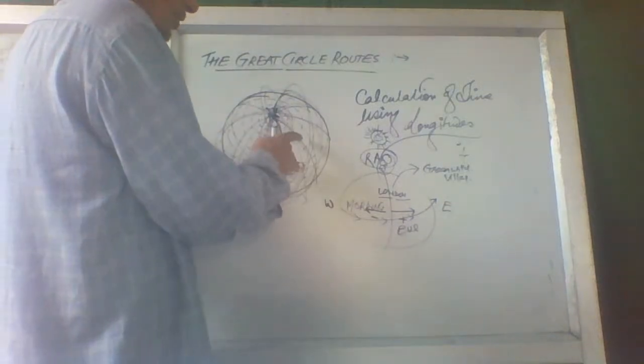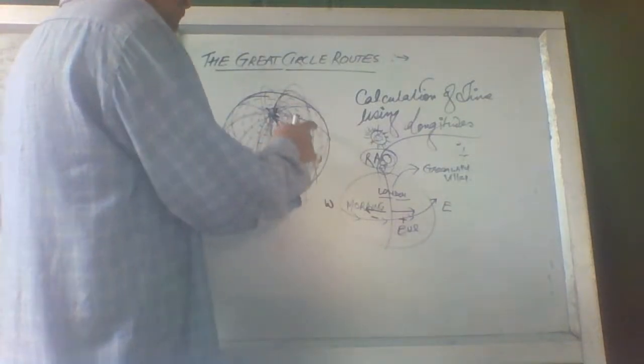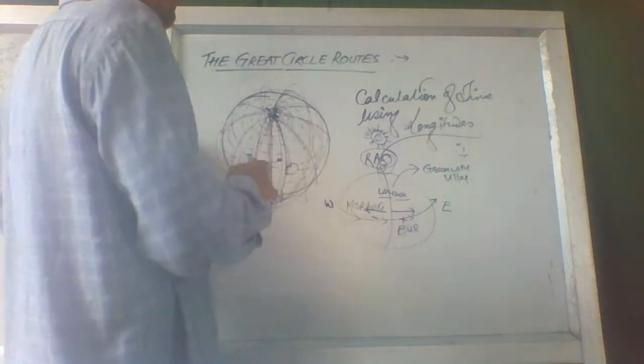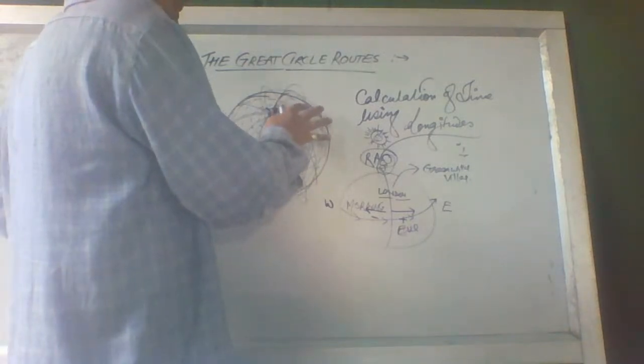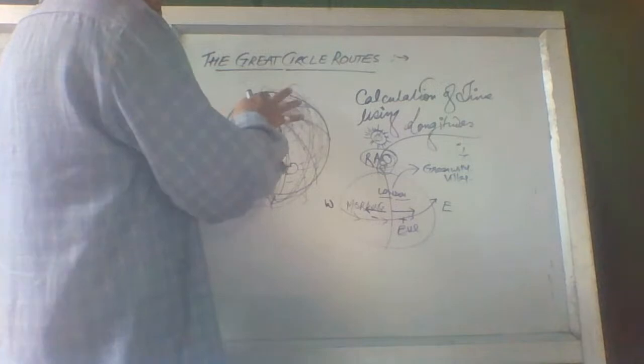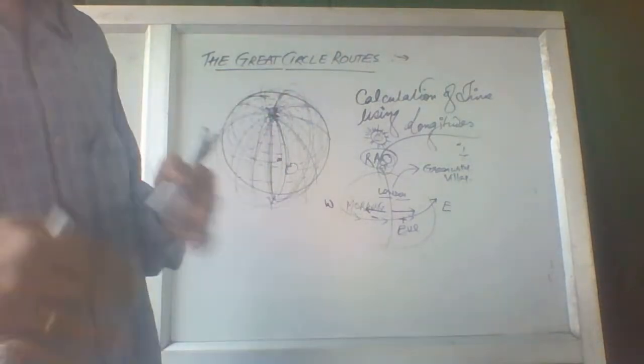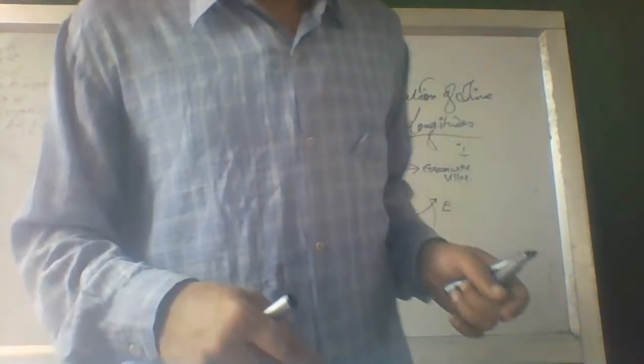This is the meridian, sun is overhead here. After 4 minutes, this is the second meridian, 1 degree. Third meridian, 1 degree. Fourth meridian, sun is overhead. Now, all the places, when the sun is overhead, it is known as the local time of that longitude.